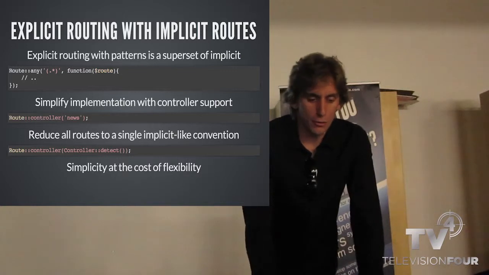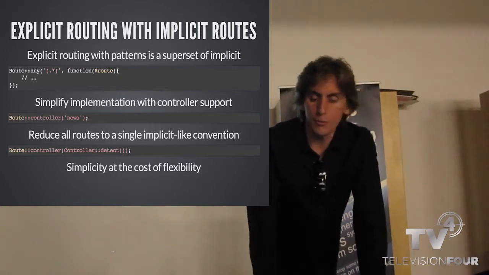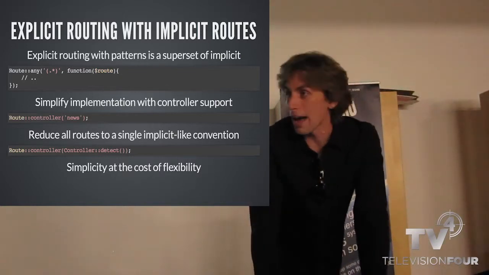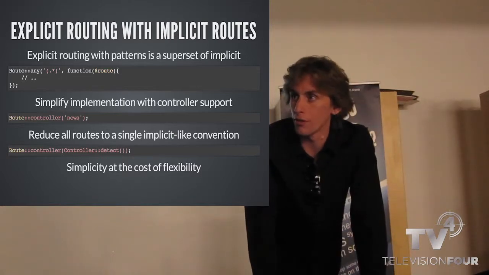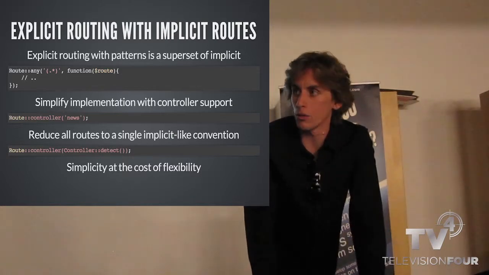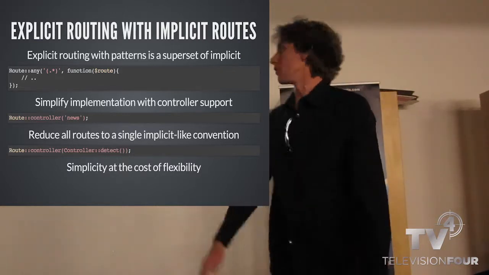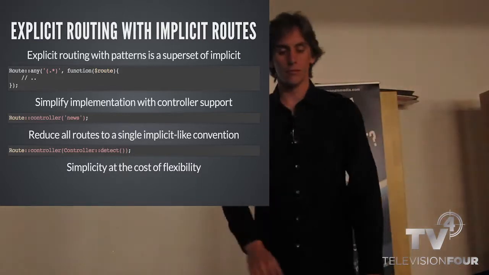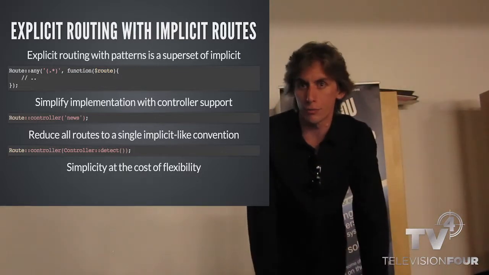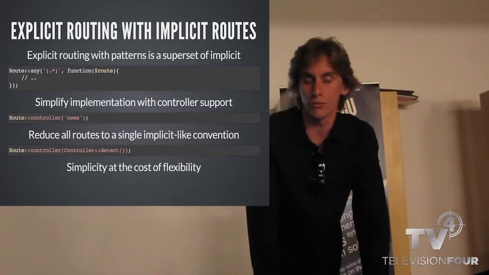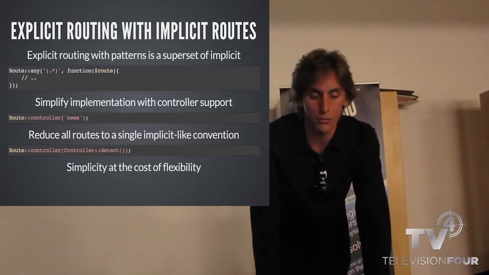So then we can do explicit routing with implicit routes. I would say that explicit routing with patterns is very much just a superset of implicit. You can do anything with explicit routing with patterns that you can do with implicit, and this is kind of how. Literally, this is just overriding the entire router engine. So now you just go ahead and define your explicit routing convention the way you want to, or your implicit routing convention the way you want to.